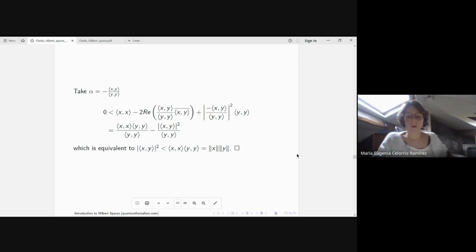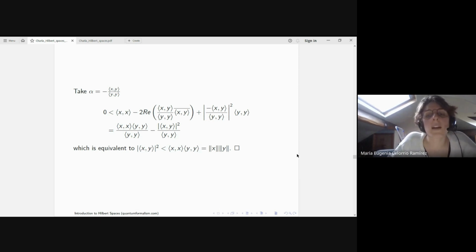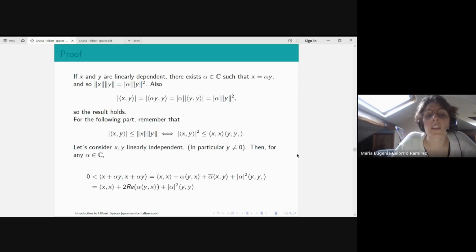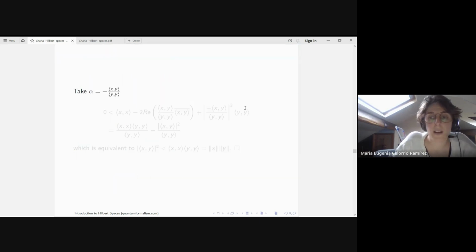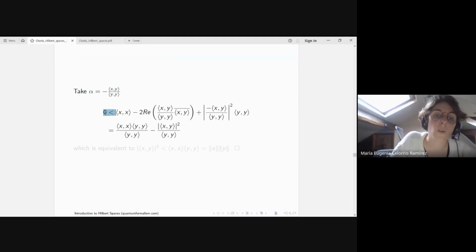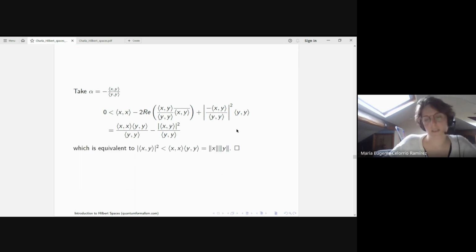So we have seen that whenever x and y are linearly dependent, we have the equality as we wanted. And whenever they are linearly independent, we have a strict inequality. So this concludes the proof of the theorem. I'm going to give 10 seconds for things to sink in.